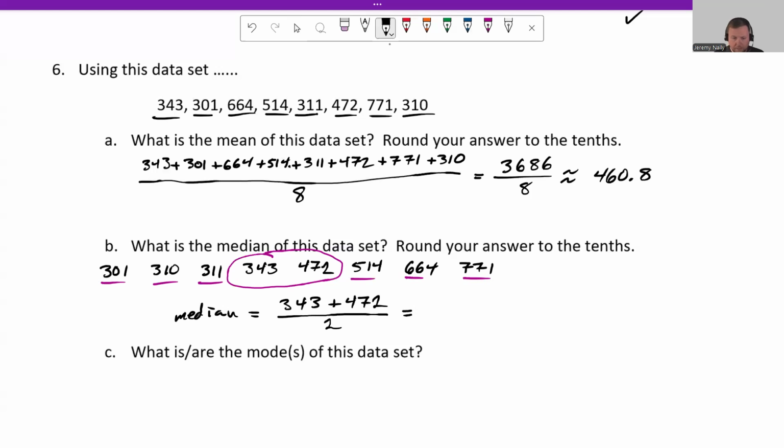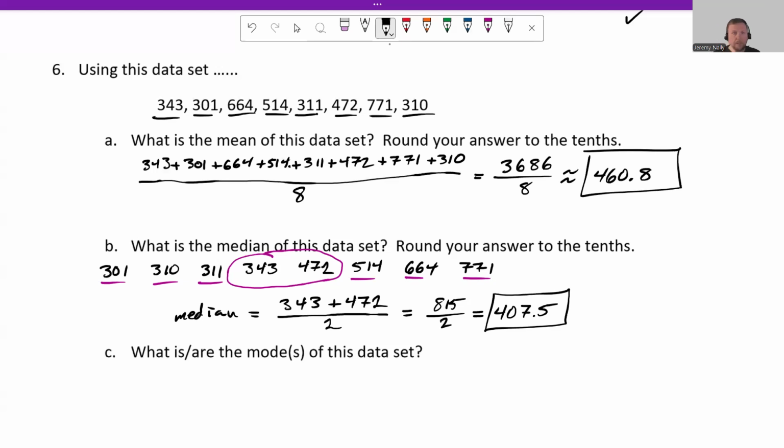Okay, so then that's 815 over 2, which is 407.5. Okay, forgot to put a box around that one. Okay, then what are the modes?